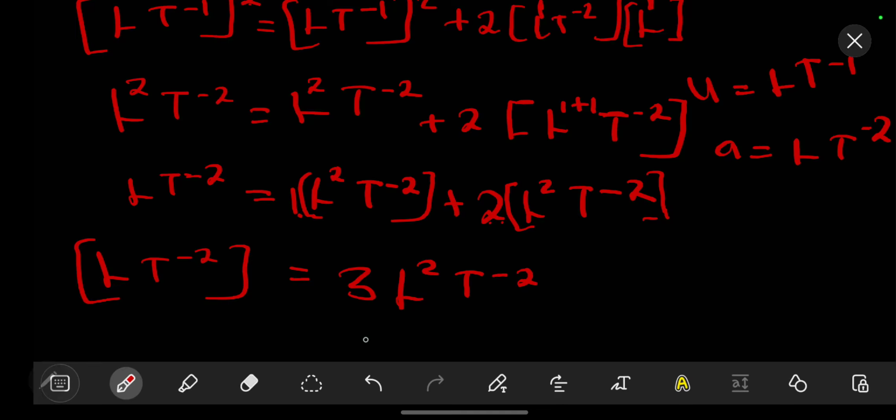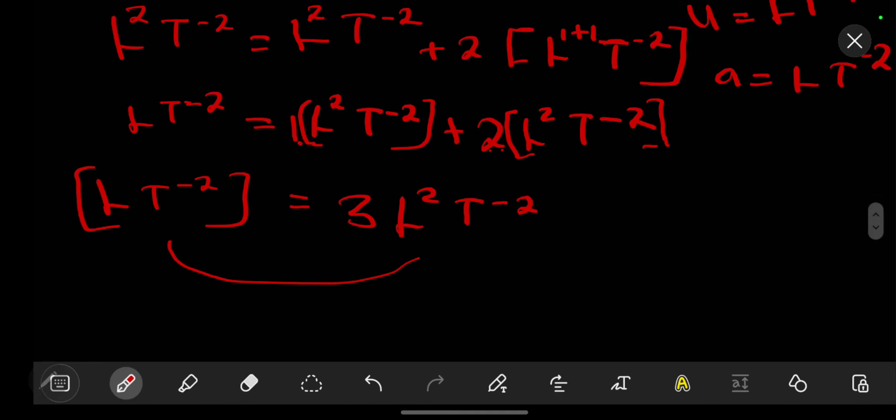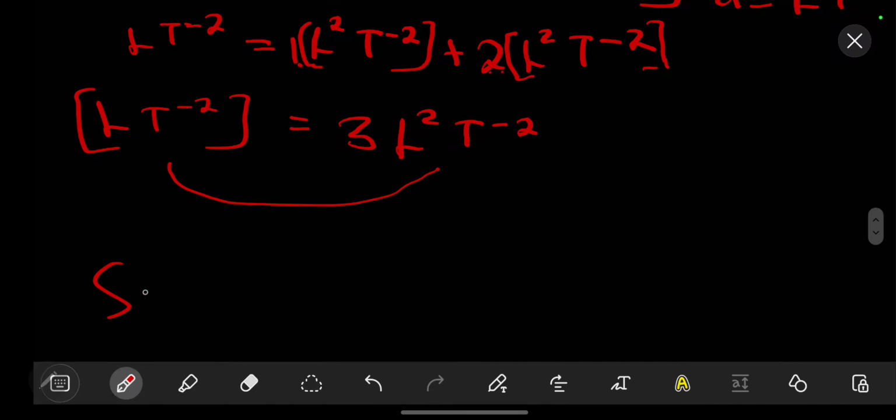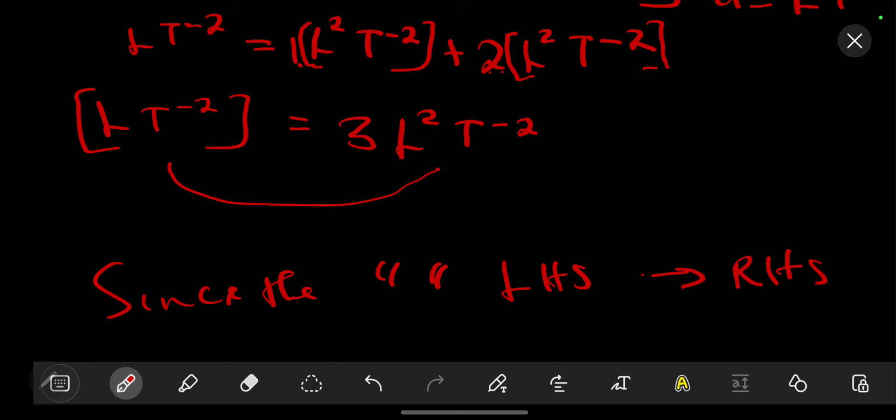So same approach. Since the dimensions on the left hand side are the same as the dimensions on the right hand side, then it is dimensionally correct. Remember, the 3 is dimensionless, it doesn't have any dimensions.